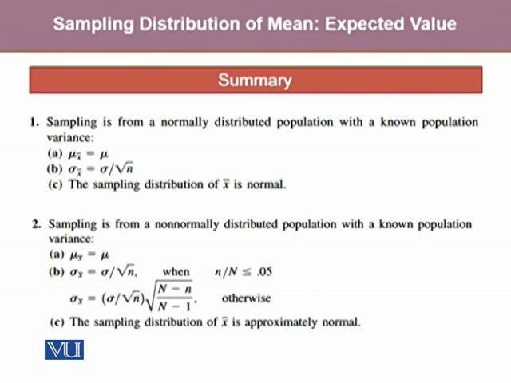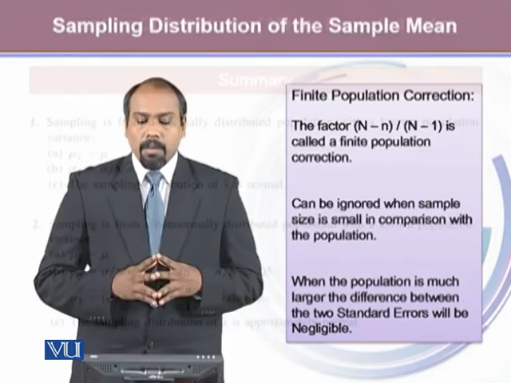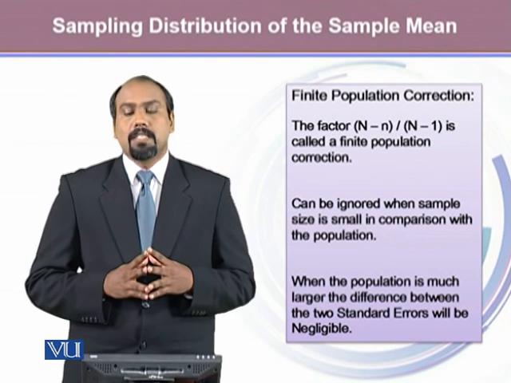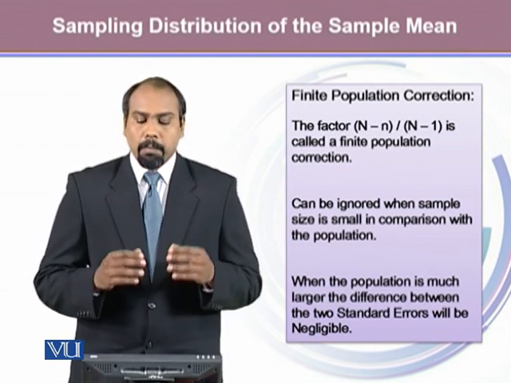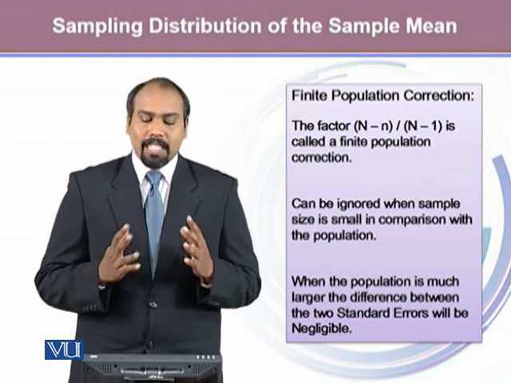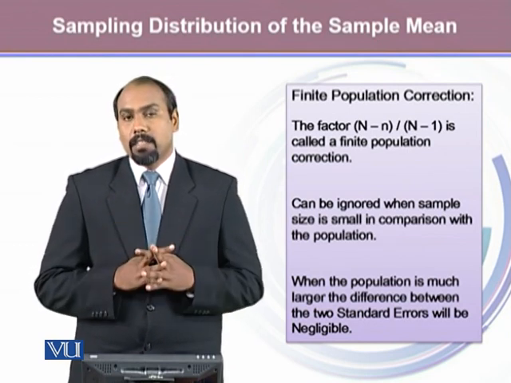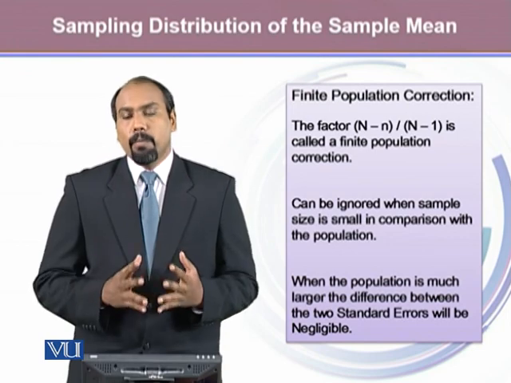The finite population correction is a factor which can be ignored when the sample size is small in comparison with the population. When the population is much larger, the difference between the two standard errors will be negligible.